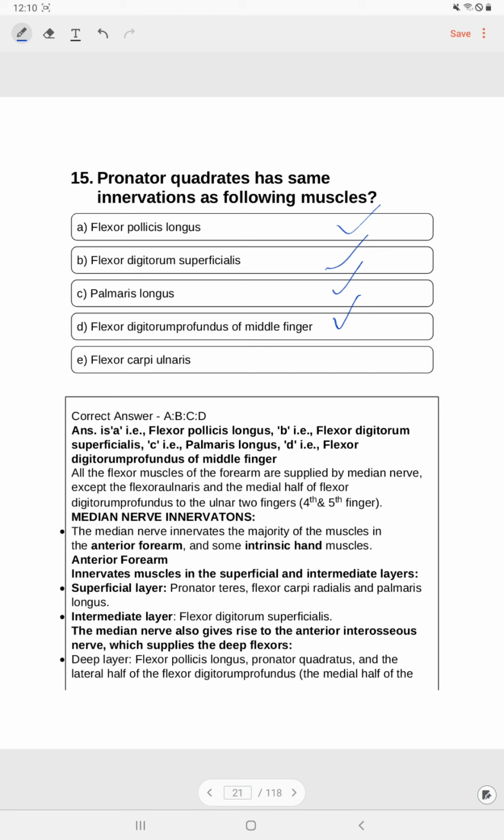All the flexor muscles of the forearm are supplied by median nerve, except the flexor carpi ulnaris and the medial half of the flexor digitorum profundus to the ulnar third, fourth and fifth fingers. Median nerve innervation is like this. Median nerve innervates the majority of the muscles in the anterior forearm and some intrinsic hand muscles. In the anterior forearm, it innervates muscles in the superficial and intermediate layers. Superficial layer: pronator teres, flexor carpi radialis and palmaris longus. Intermediate layer: flexor digitorum superficialis.